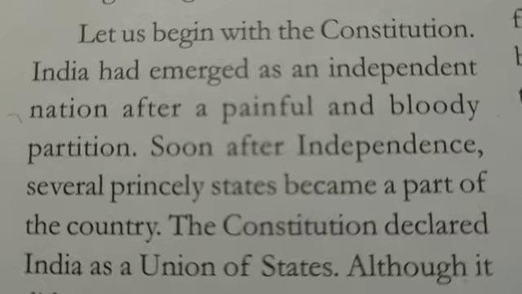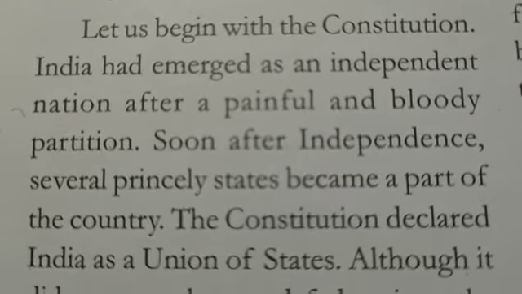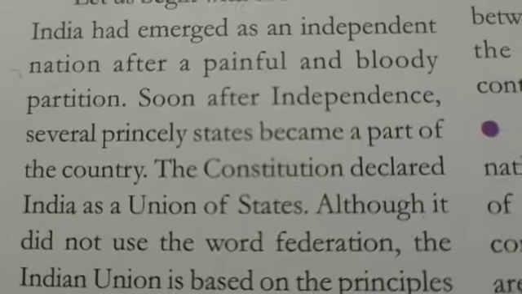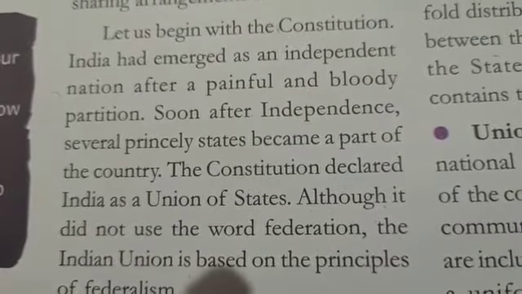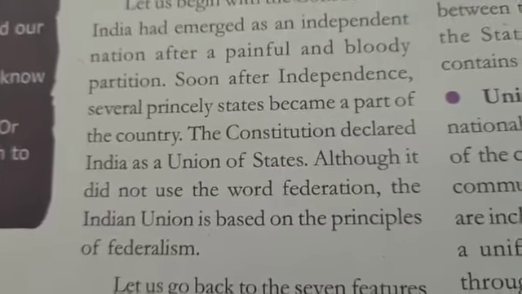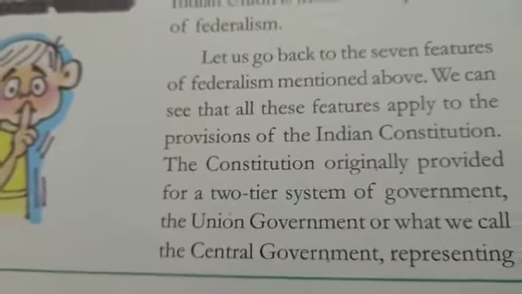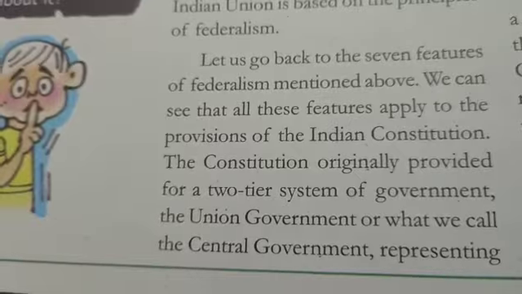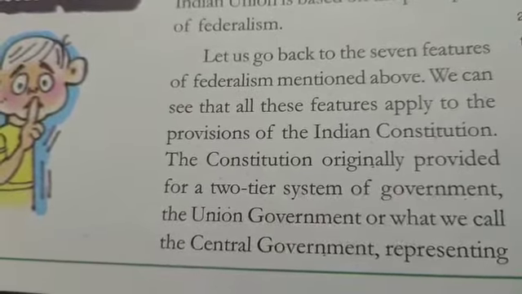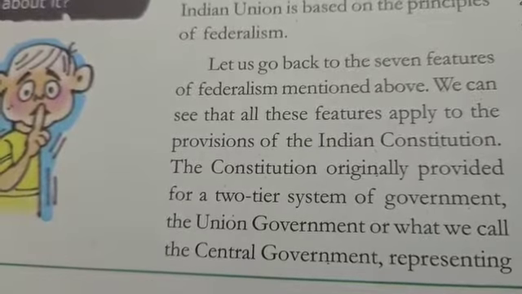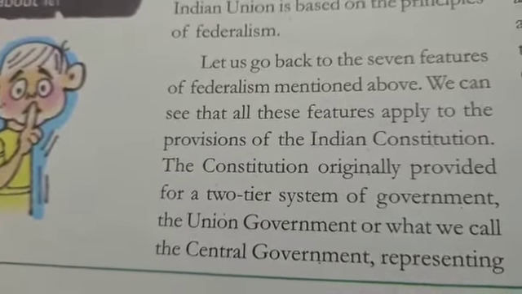As I said in the last class, there are seven features of federalism. There are two or more levels of government, and different types of governments. The judiciary is separate and independent of the levels or tiers. Fundamental provisions of the constitution can't be changed unilaterally. Courts have the power to interpret the constitution. Sources of revenue are defined. The federal system has dual objectives.